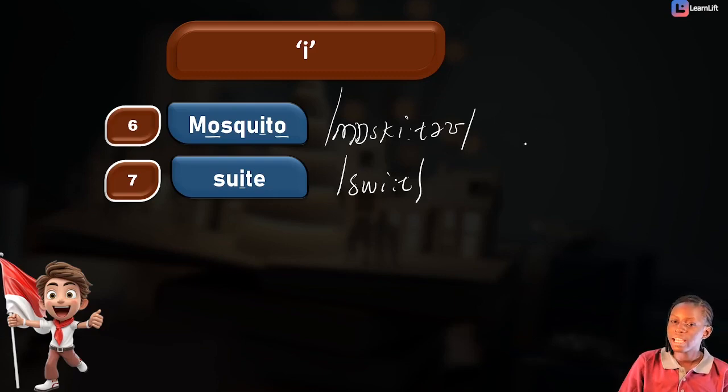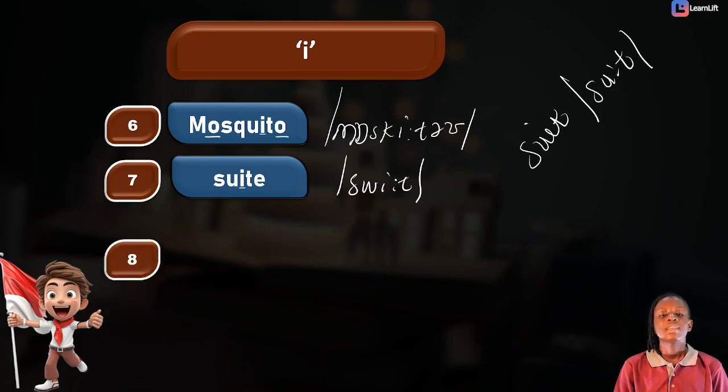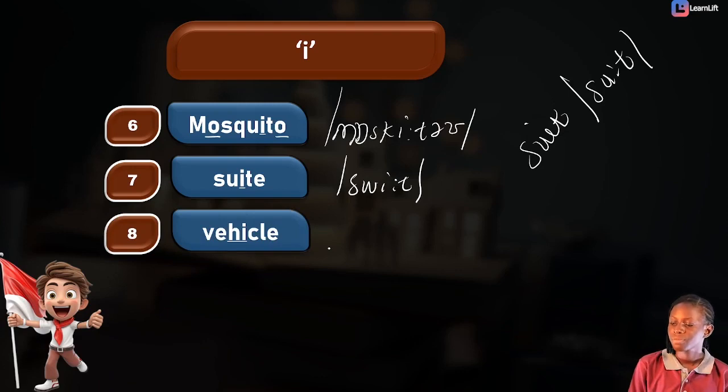Not these. My S-U-I-T is suit, while my S-U-I-T-E is suite. Do not confuse these two things, please, I beg you. Note them by their meaning and spellings. Next, we have vehicle. Vehicle. Now, my vehicle, I have these.